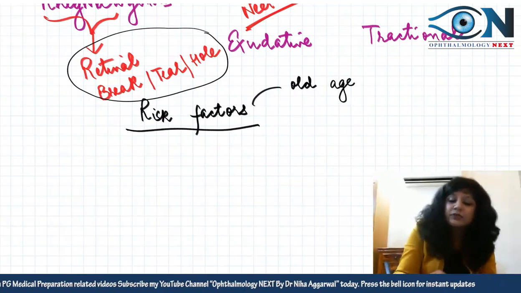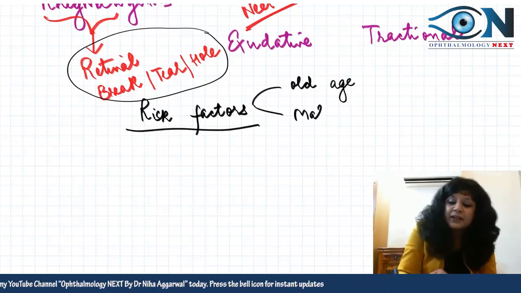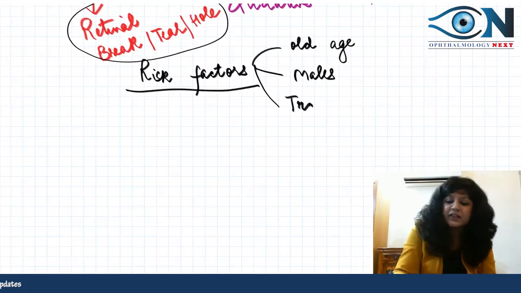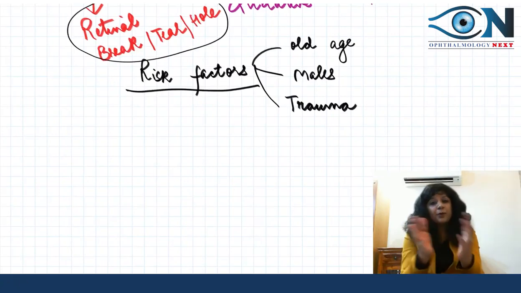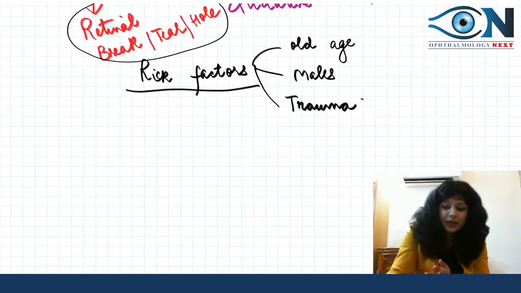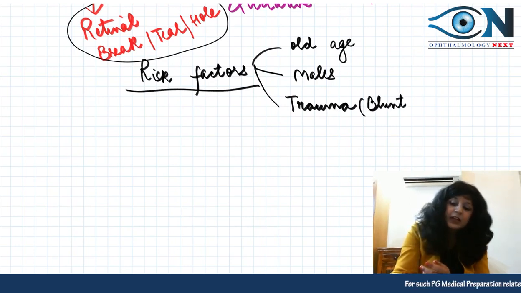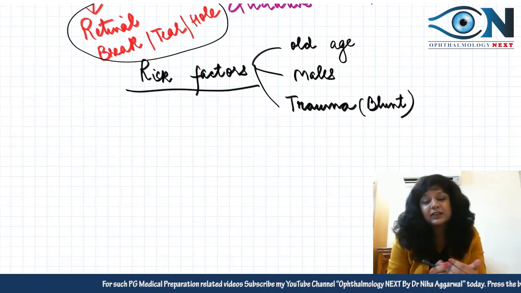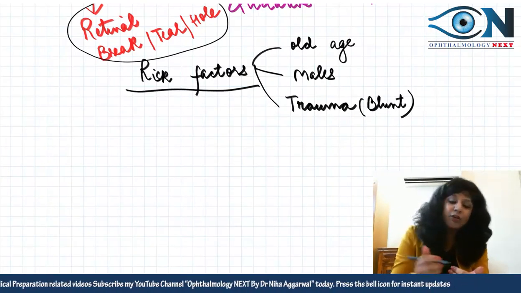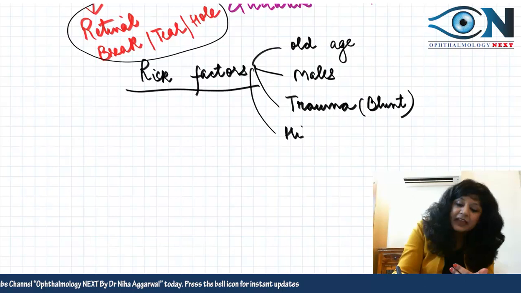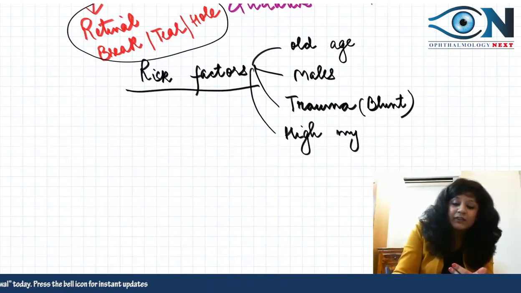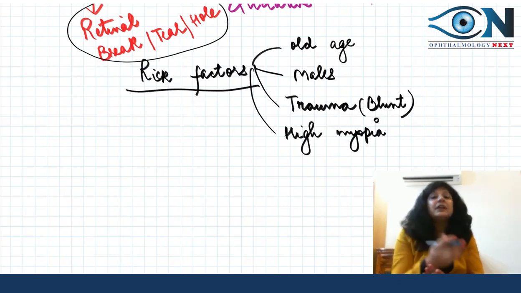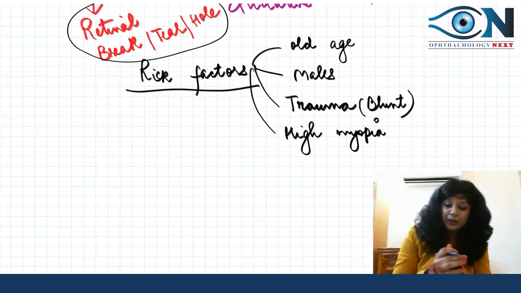Then it has been found that this RD is more common in males. Then trauma. I think this is very important. When we study blunt trauma, what are the things that take place? There also we write that rhegmatogenous retinal detachment is common. Similarly, we have high myopia. All those people who are having high myopia, pathological myopia, or degenerative myopia, and rather it is the most common complication of this high myopia.